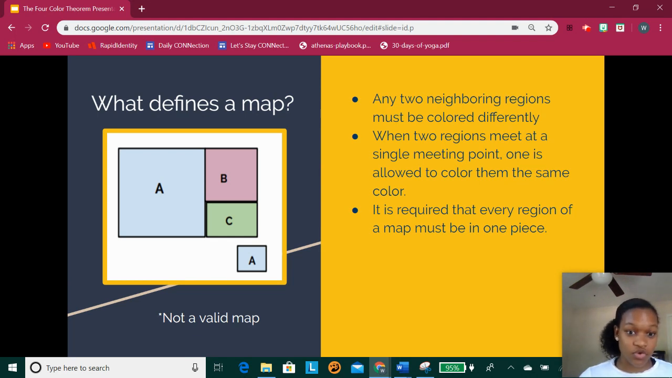So if you look at the picture, you can see that region A is not in one piece, therefore that whole map is not valid, according to the four-color theorem.